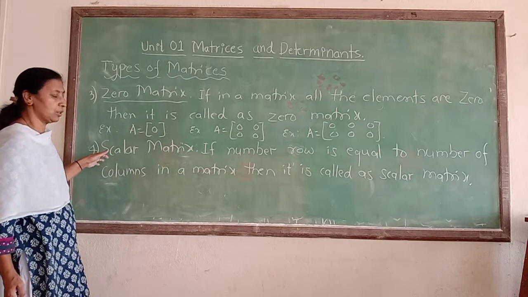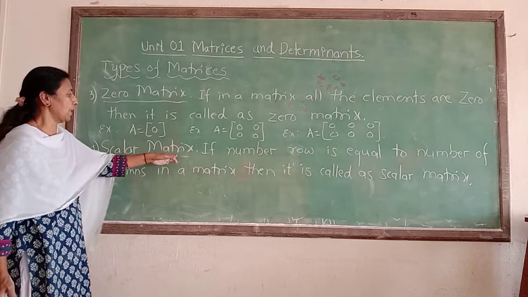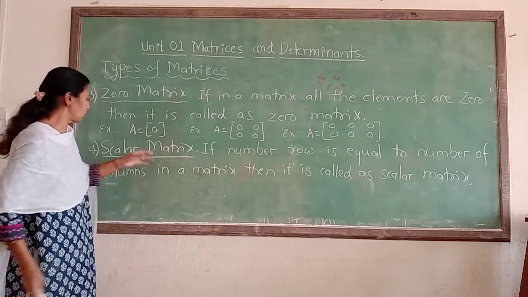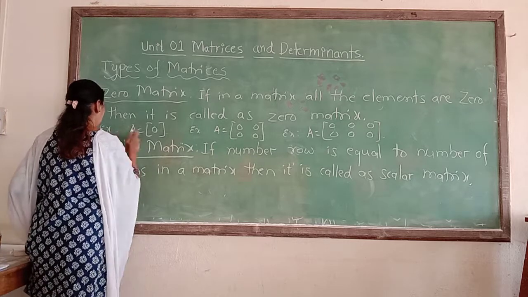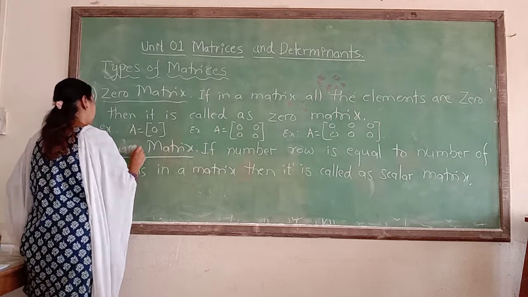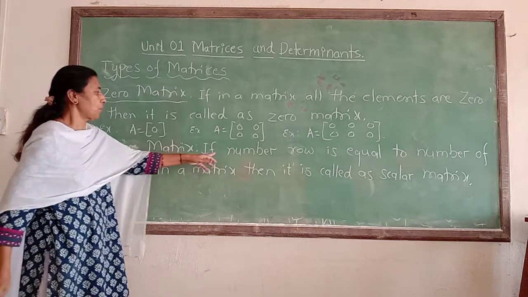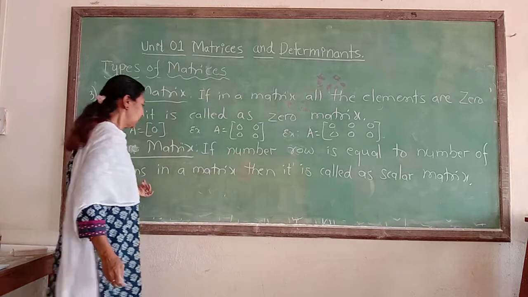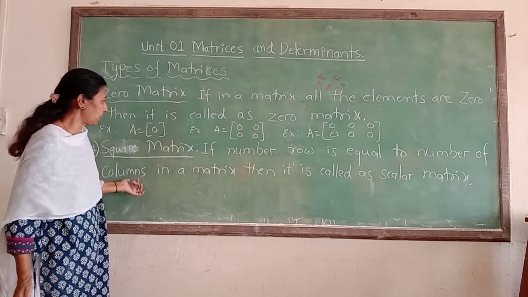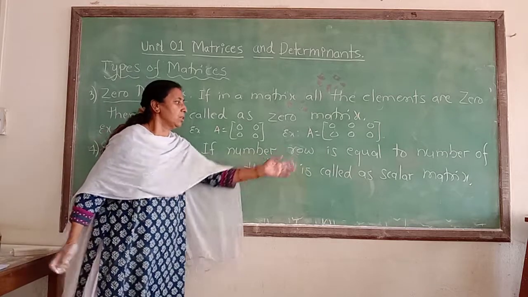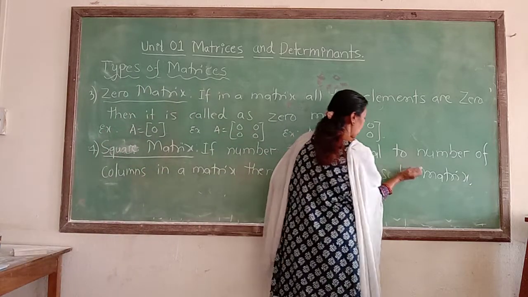Next one is the fourth type of matrix, scalar matrix. Very important type of matrix. Sorry, it is not scalar, it is a square matrix. If in a matrix the number of rows is equal to the number of columns, then it is called a square matrix.